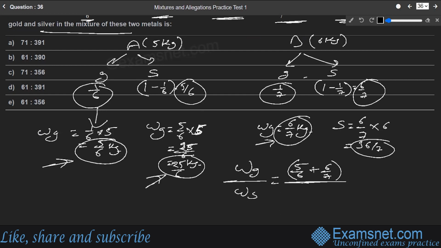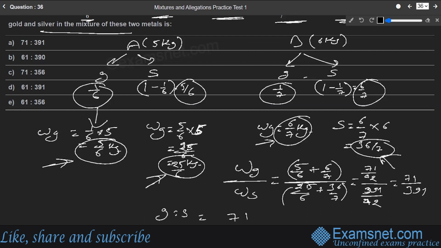The silver part is nothing but 25 by 6 plus 36 by 7. If we solve this, we can get the ratio of the weight of gold to the weight of silver. The upper part comes out to be 71 by 42. The lower part comes out to be 391 by 42 again. So the ratio ultimately becomes 71 divided by 391. The gold to silver ratio becomes 71 is to 391, and that should be the final answer, which is available in option A. That is the right answer.